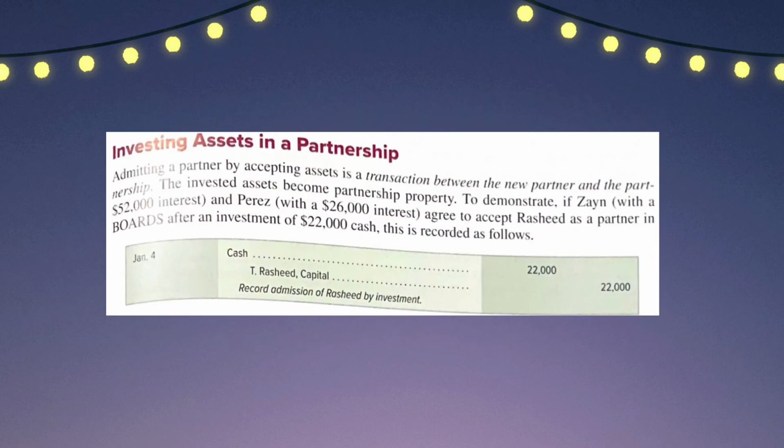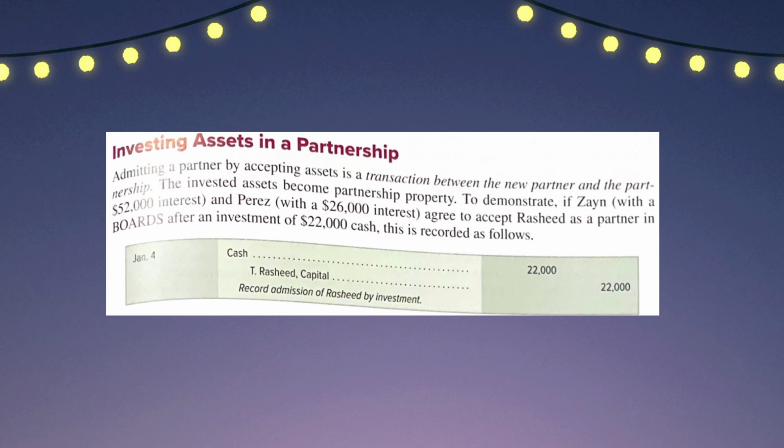Investing assets in a partnership. Admitting a partner by accepting assets is a transaction between the new partner and the partnership. The invested assets become partnership property. To demonstrate, if Zane, with a $52,000 interest, and Perez, with a $26,000 interest, agree to accept Rashid as a partner in Boards after an investment of $22,000 cash, this is recorded as follows. After this entry is posted, both assets, cash, and equity, T. Rashid, capital, increase by $22,000.